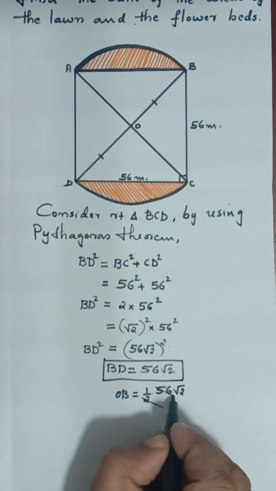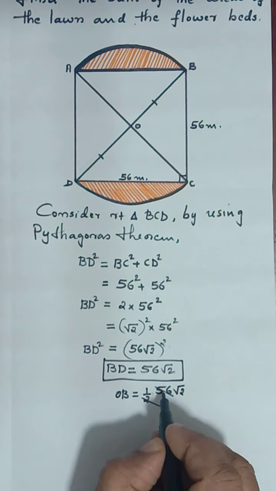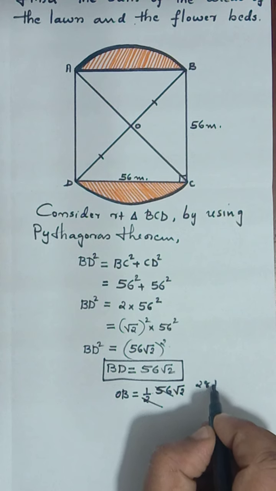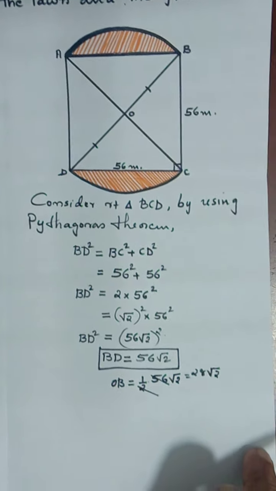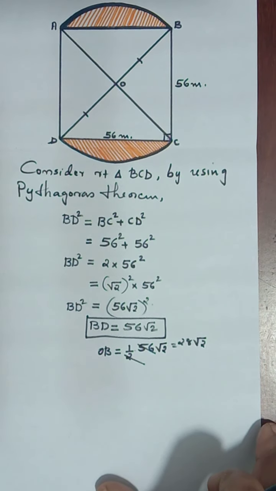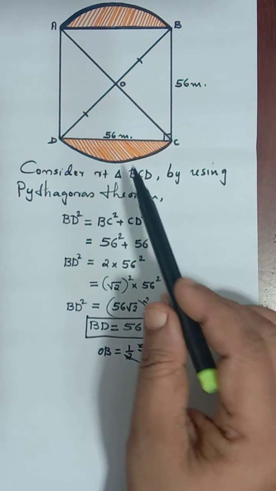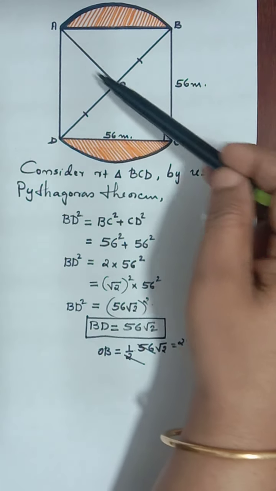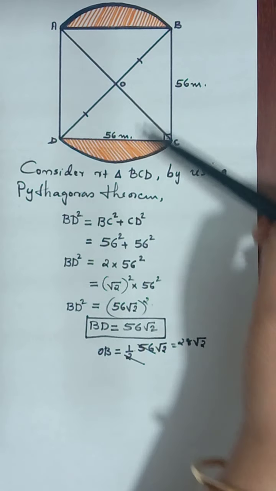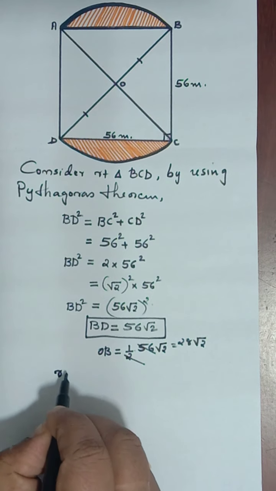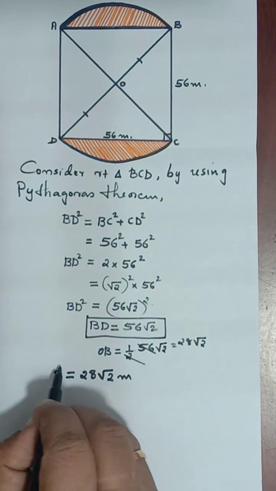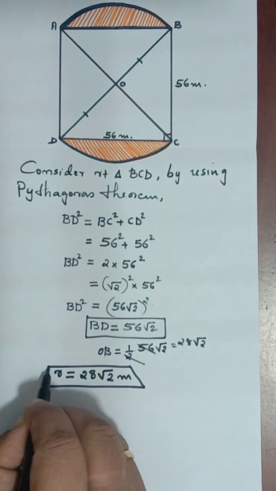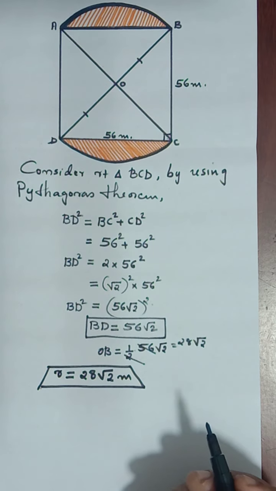2 can be cancelled. So here we are getting 28, so it is 28 root 2. This is our radius, OB is equal to 28 root 2. Hope you understood. Now what do we do? After getting the radius, we will be able to find out the segment. Each one, OA, OB, OC, OD, all these are equal. Therefore, radius equals 28 root 2 meters. So the value comes in meters. So radius we got. Now what are we going to do?